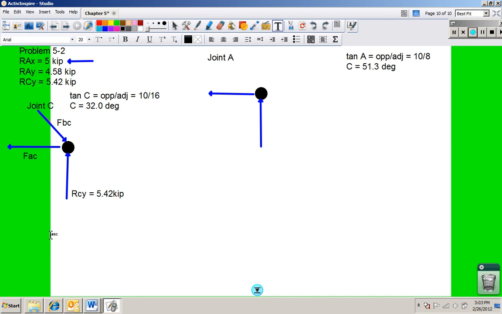So on joint C, let's do sum of forces Y. That's equal to 0, which is going to be 5.42 kips minus FBC times the sine of 32 degrees. So FBC is going to be equal to 5.42 divided by the sine of 32 degrees, and I get 10.2 kips.